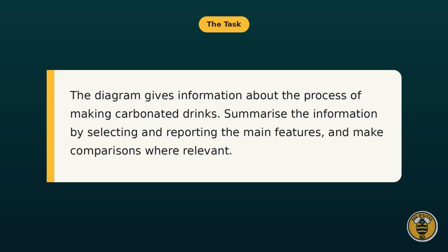Here is the question. The diagram gives information about the process of making carbonated drinks. We must summarize the main features and make comparisons where relevant. You should write at least 150 words.